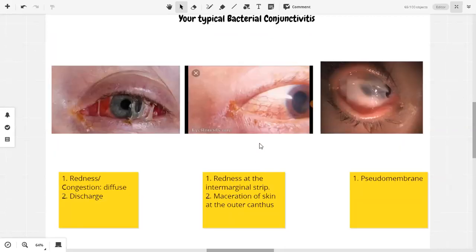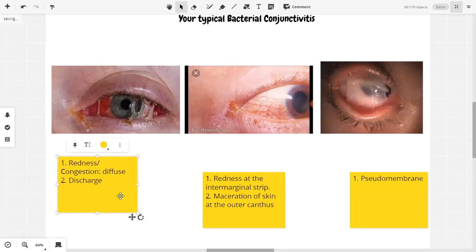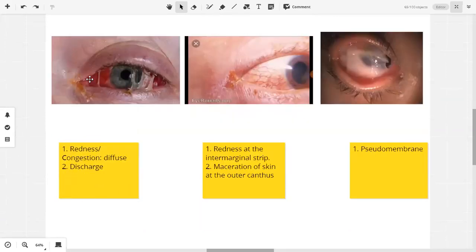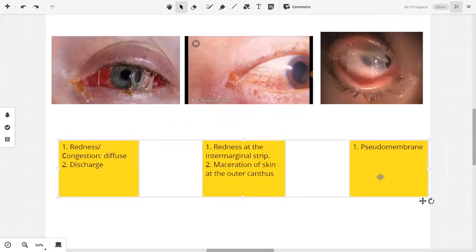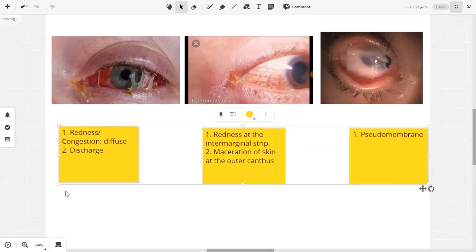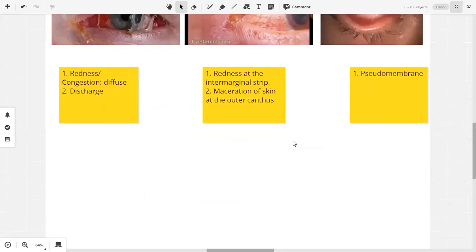Now, how will we investigate or further work up this patient? Slit lamp. This is a slit lamp examination. We've done the examination. Any other investigation or workup after the examination you would like? These images are from a slit lamp examination.